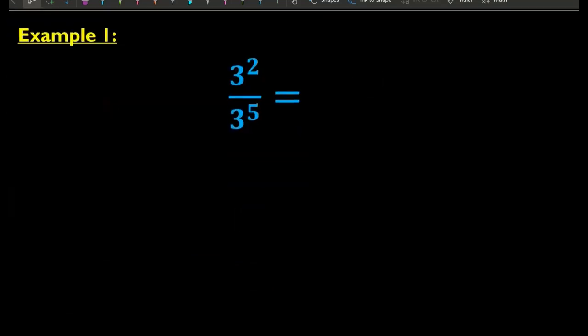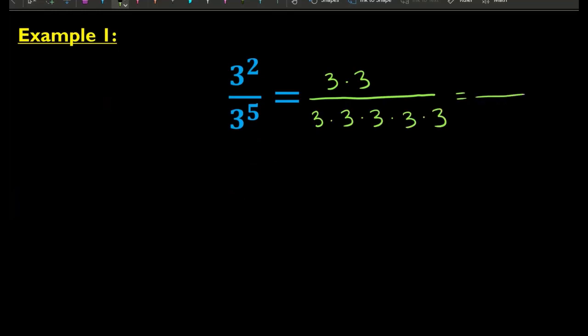Okay, so we use the regular way. 3 to the second power is 3 times 3 twice. 3 to the fifth power is 3 times 3 times 3 times 3 times 3. So we will have 3 and 3 cancel each other out, giving you 1 on top and bottom. 3 and 3 cancel each other out, giving you 1 and 1.